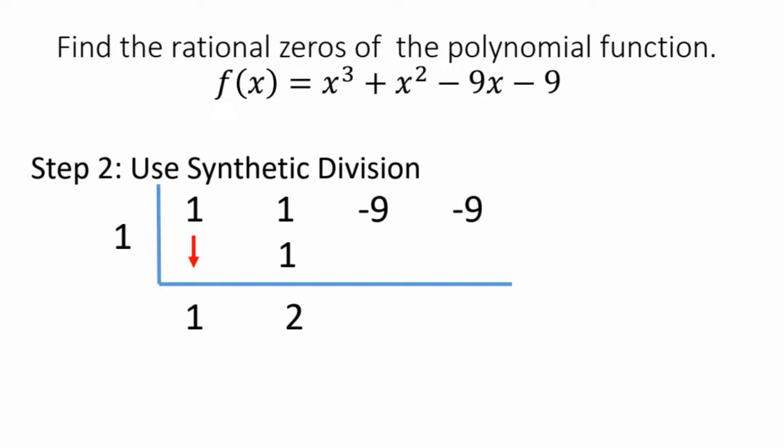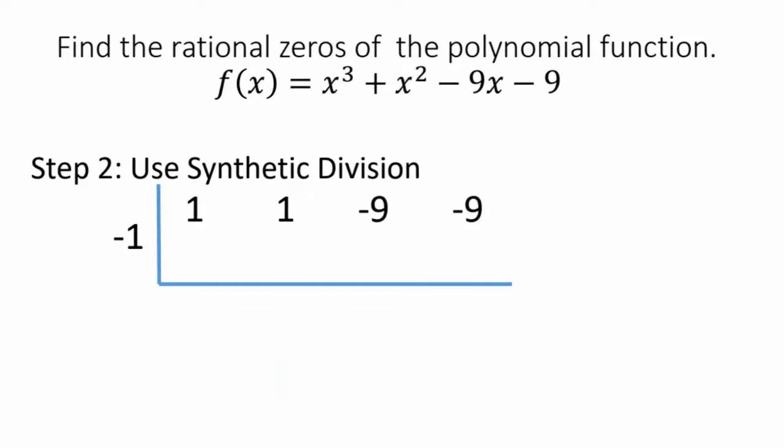I bring down my 1. 1 times 1 is 1. 1 plus 1 is 2. Multiply 1 times 2. That gives me 2. So -9 plus 2 is a -7. 1 times a -7 is a -7, and -7 plus -9 is a -16. The last value is always our remainder. And since our remainder is not 0, then 1 is not a zero. We didn't get a 0, because 1 is not a zero of this polynomial. So let's go ahead and try another one.